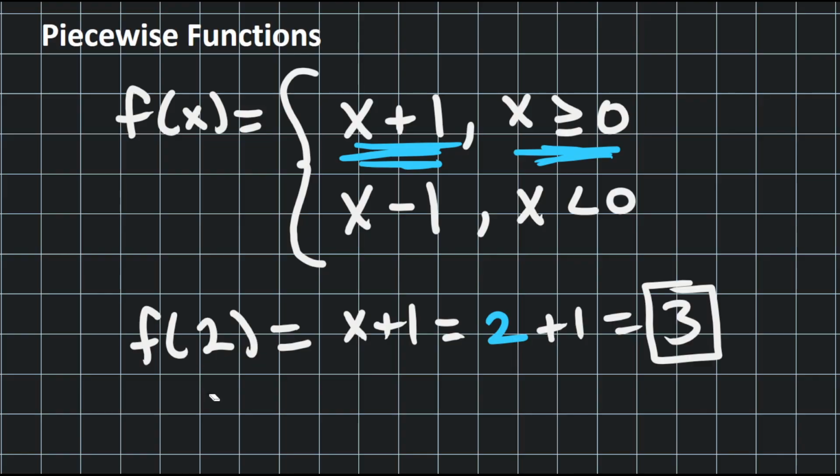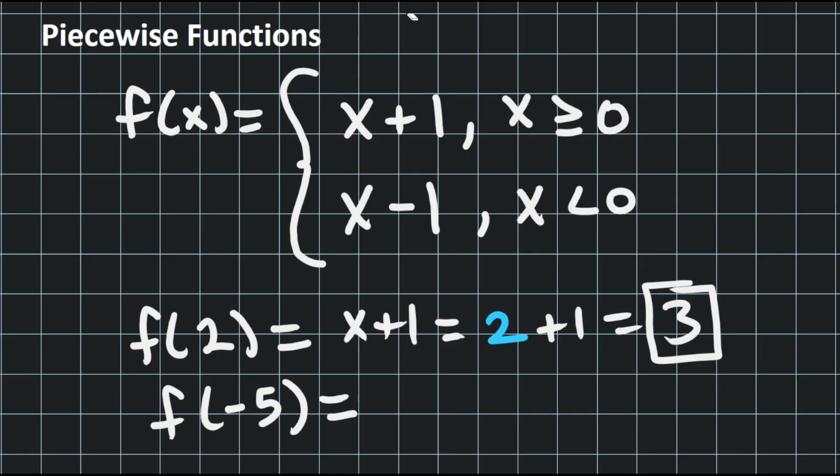Great, so now let's try to find f of negative 5. So f of negative 5, again, our first step is to find out which formula to use. Are we going to use x plus 1 or x minus 1? So that depends. Where does negative 5 fall? Well, negative 5 falls below 0. x is less than 0. So since negative 5 is less than 0, we're going to use this formula right here, x minus 1.